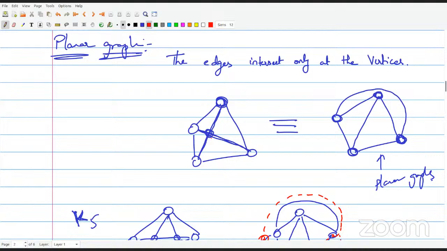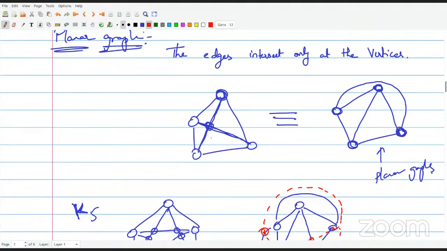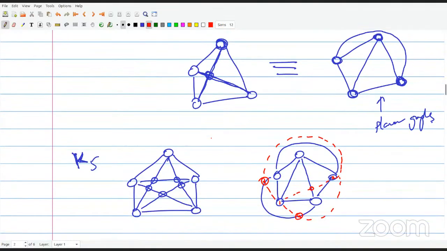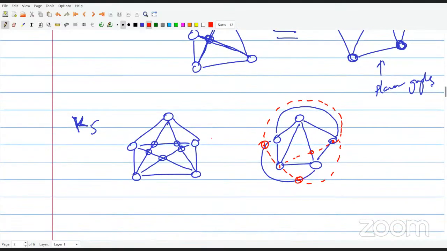Sir, even though apparently the edges may be intersecting, if a graph can be represented in a way that the edges don't intersect, it's a planar graph. But if it is not possible to represent it in such a manner, then it's a non-planar graph. This complete graph is not a category of non-planar graphs. See, from K5 it is non-planar.